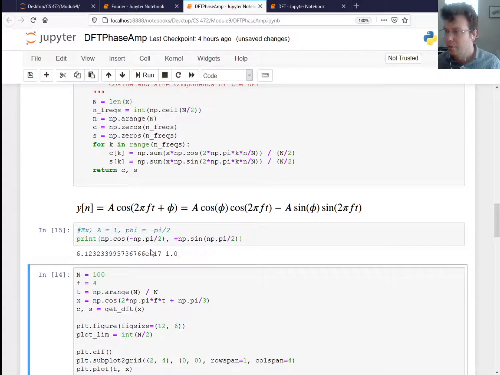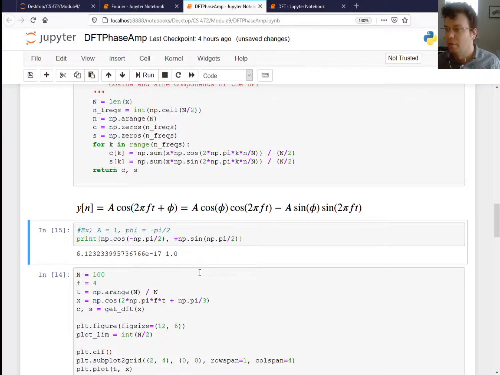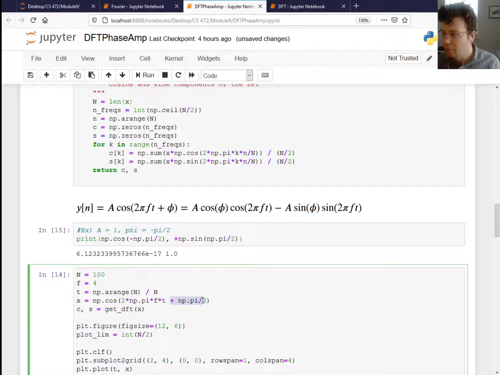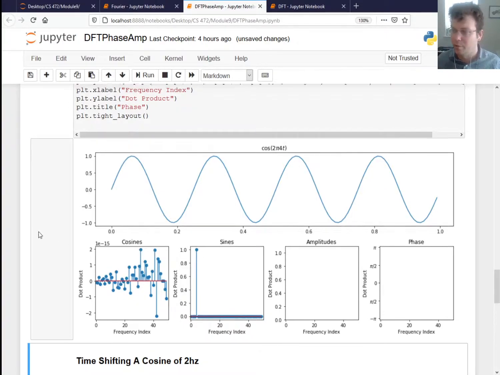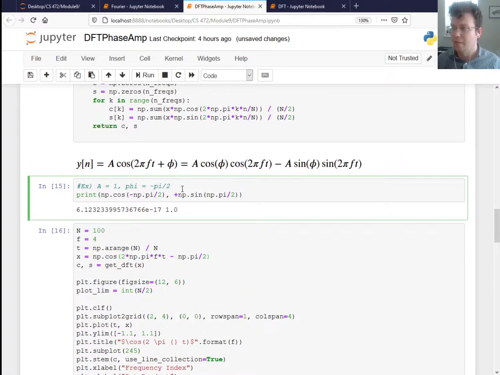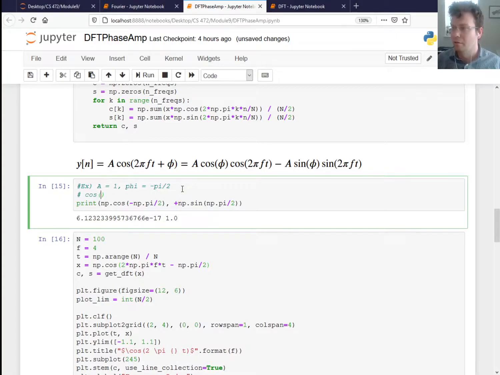So just to check. Okay, so we get basically nothing, a really tiny number for cosine, and then 1 for sine. So if I make this phi minus pi over 2, I end up turning the sinusoid into a pure sine wave. It starts at 0, goes up, and goes down, and now the cosine terms are insignificant. That's something helpful to remember: the trig identity is that sine of x is equal to cosine of x minus pi over 2. So that's the identity. I just wanted to point that out.